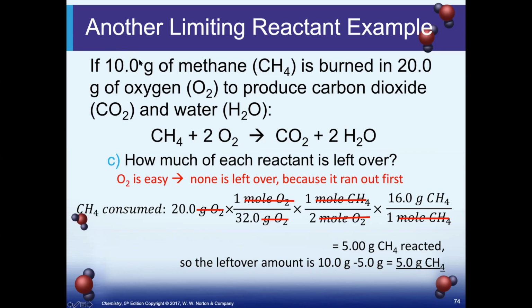But I didn't use up all of my methane because I ran out of oxygen before I could consume all of my methane. And so I did some stoichiometry to figure out how much methane was consumed, 5 grams of it, and I subtracted that from the original amount of methane and determined that I ended up with 5 grams of methane left over. Okay?